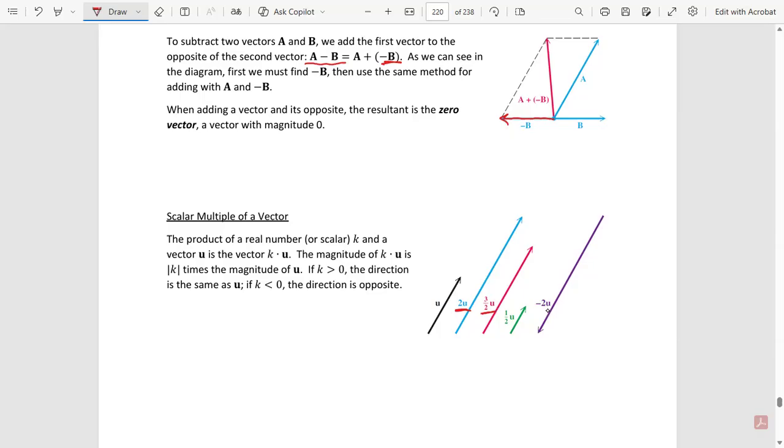But if we multiply by a negative number, negative 2u, the 2 is changing the magnitude, but this negative is also changing the direction. That means the vector must point in the opposite direction. And you can see vector u and negative 2u here. Negative 2u has a length twice that of vector u, but in the opposite direction.